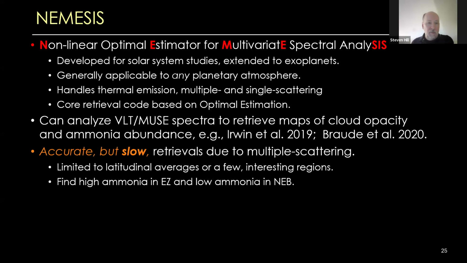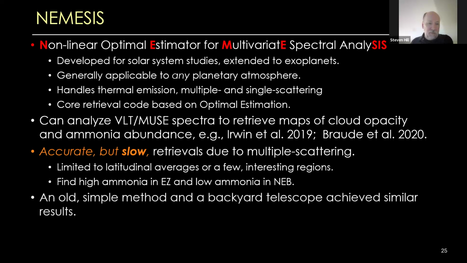It's well respected. It is accurate but slow, and it's slow because it has to handle the computationally intense multiple scattering calculations. This limits it to latitudinal averages or a few interesting regions. It does find high ammonia in the equatorial zone and low ammonia in the north equatorial belt. But introducing the method that I kind of developed, which is consistent with the old spectral and Combes method, a simple method with a backyard telescope, together they achieve similar results.